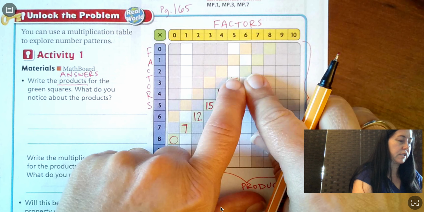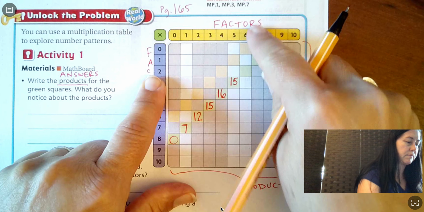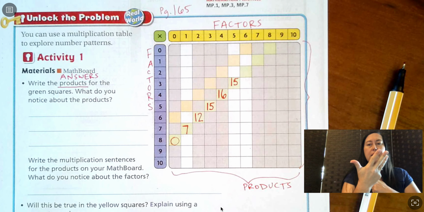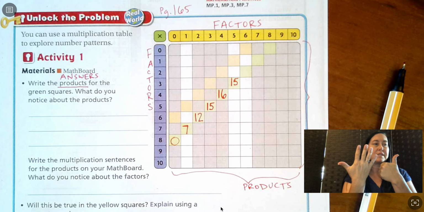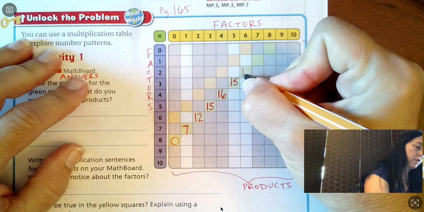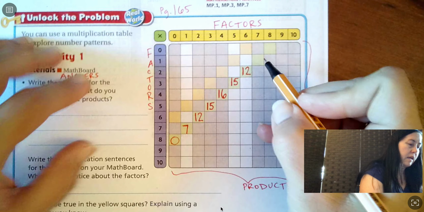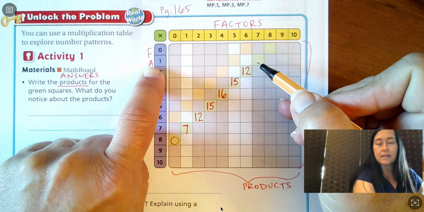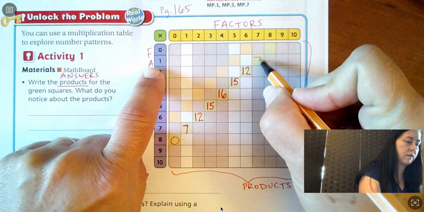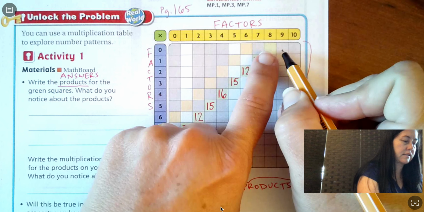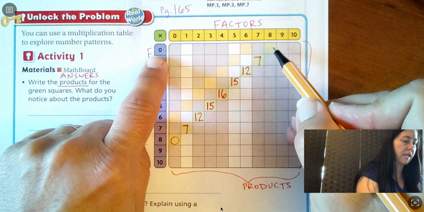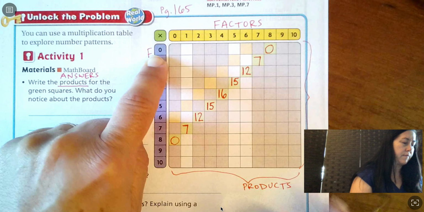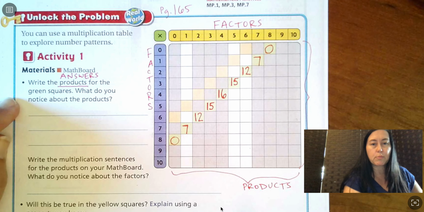And then this green square is for 2 times 6. So 2, 4, 6, 8, 10, 12. 2 times 6 is 12. For this green square, we're going to do 1 times 7. Well, 1 times 7 is the same as 7. And then for this last green square, 0 times 8. 0 times 8 is still 0. Okay, so now what do we notice about the products? Let's take a look.